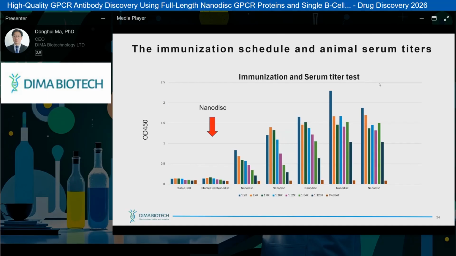During the initial immunization schedule, you can see that we first used a stable cell line, but it didn't generate a good enough serum titer. Then we started to boost with purified nanodisc, like 18.2. Immediately after the nanodisc boost, the serum titer boosted up. Over the course, we did several rounds of nanodisc immunization.